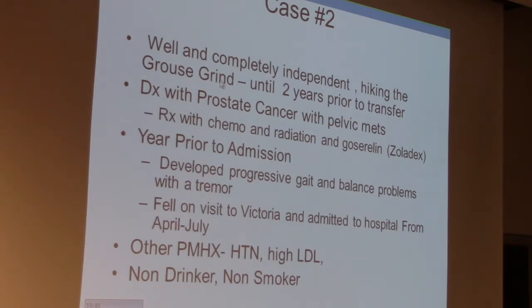It wasn't diagnosed, but clearly this guy was just on a really downward trajectory. He'd fallen on a visit to Victoria while visiting his daughter. He got admitted to Victoria General Hospital and stayed there from April till July. His only other past medical history: this was a really healthy, spry fellow until he got the prostate cancer and developed this neurodegenerative disease.